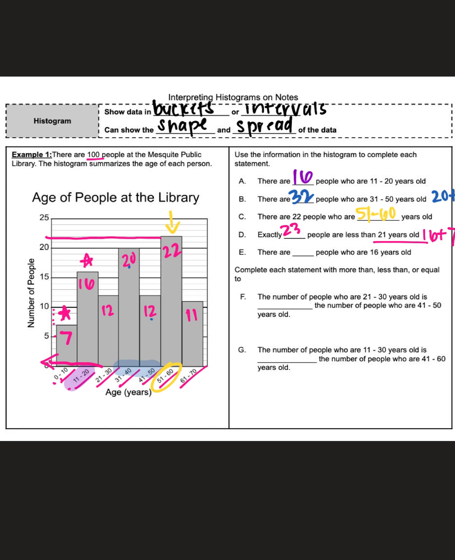All right, moving on. The next one says that there are blank people who are 16 years old. So let's find the bucket that talks about 16.